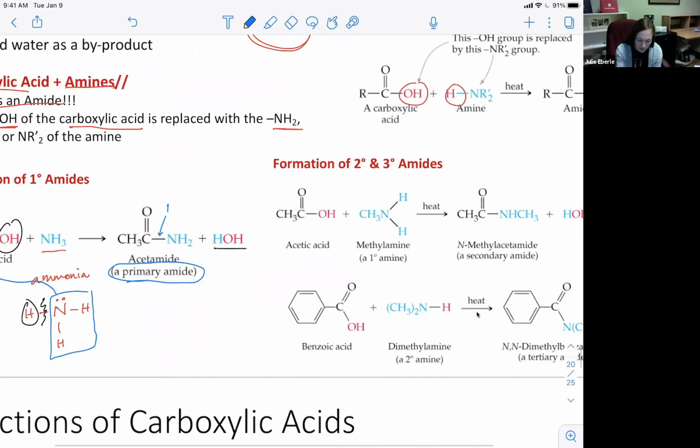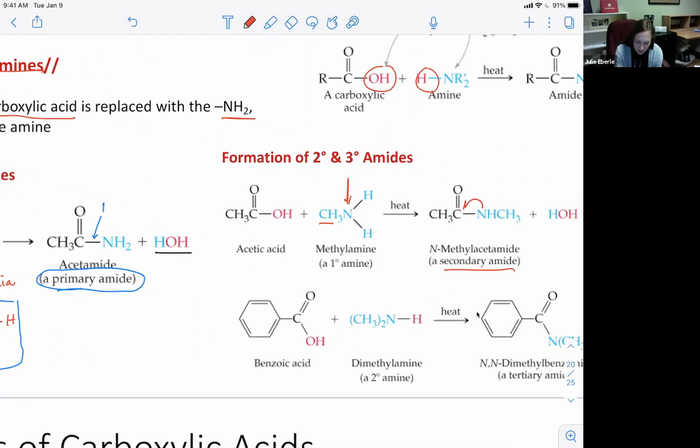If your starting material is a nitrogen, so right here, I'm going to draw an arrow, is a nitrogen that has one alkyl group bonded to it, then what you will form, same type of reaction, is a secondary amide, because what you end up with is this nitrogen will be bonded to the carbonyl carbon, and it was already bonded to the methyl group. So that's why we call it a secondary amide. Same reaction. You form water as well as a byproduct.